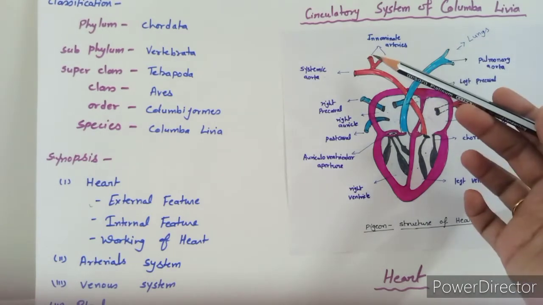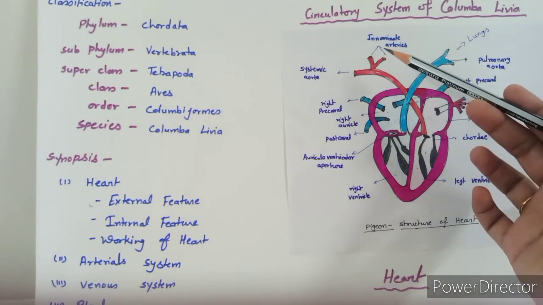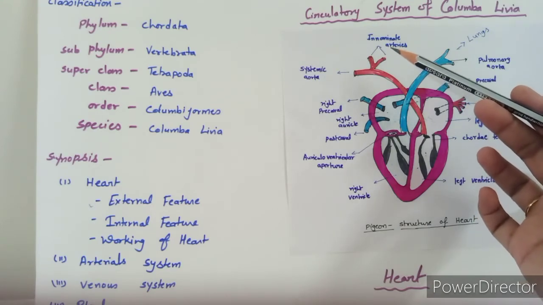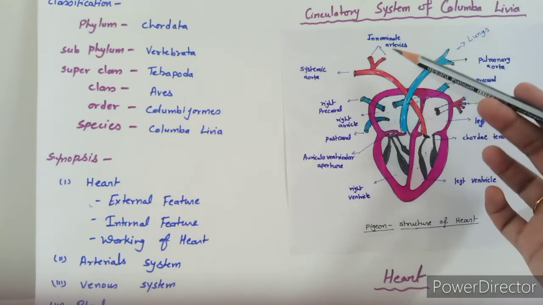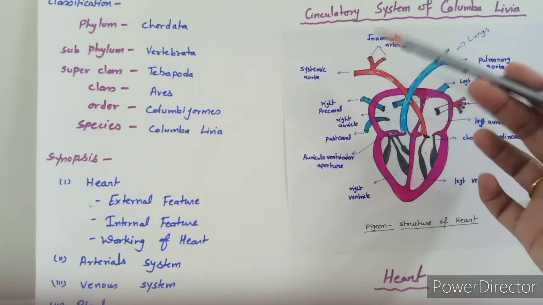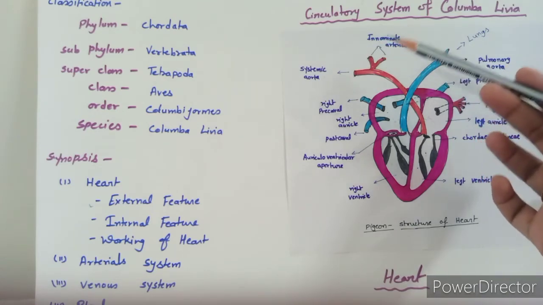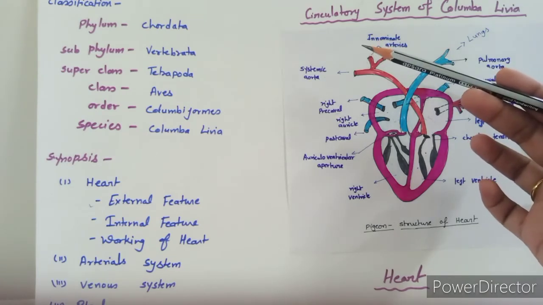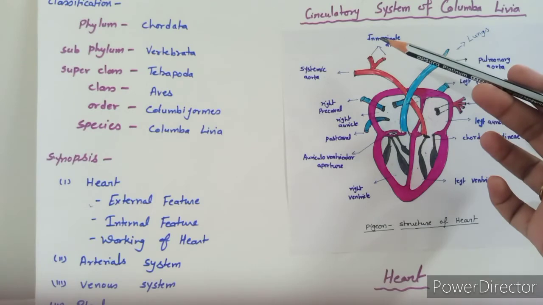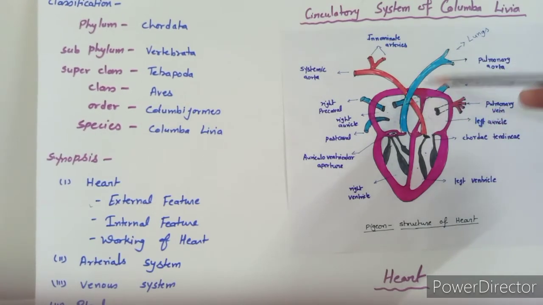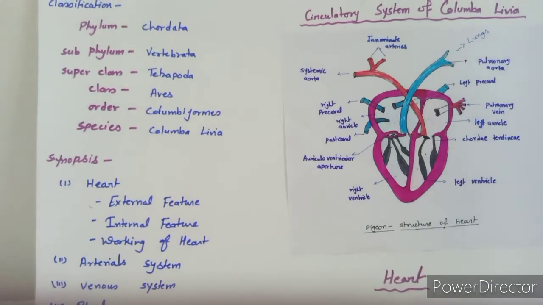This is the right aorta, aortic arch, systemic aorta, or it is called a dorsal aorta. And small arteries to the various organs and tissues of the body, where they break into capillaries, and these capillaries unite to form veins, which converge into three veins, which return blood into the right auricle. This is the vein. Okay, so this is all about the functioning of the heart.